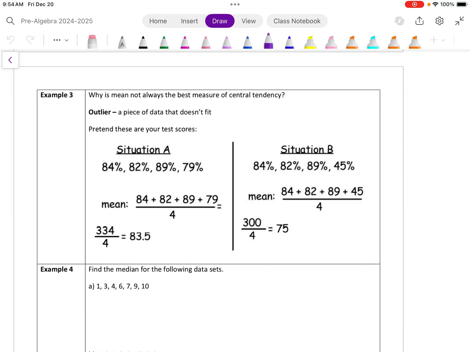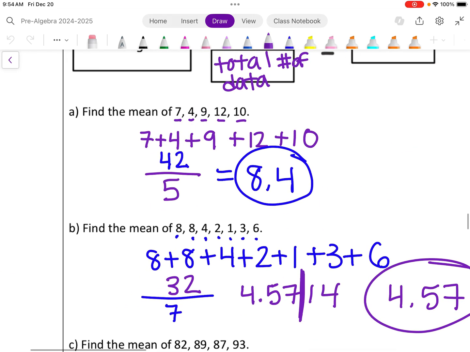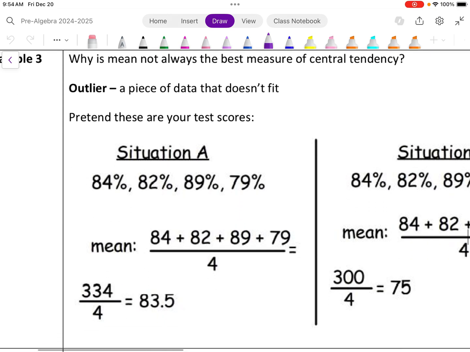Last time you learned about what the mean is. Remember, to find the mean, we add all our data together and divide by the number of data points. So for instance, on this one, we added these all together. There are 5 data points. We added them together, got 42, and then we divided by 5 because that's how many things there are.